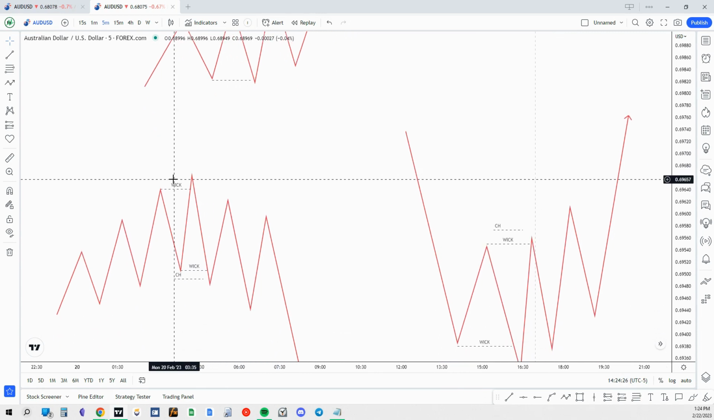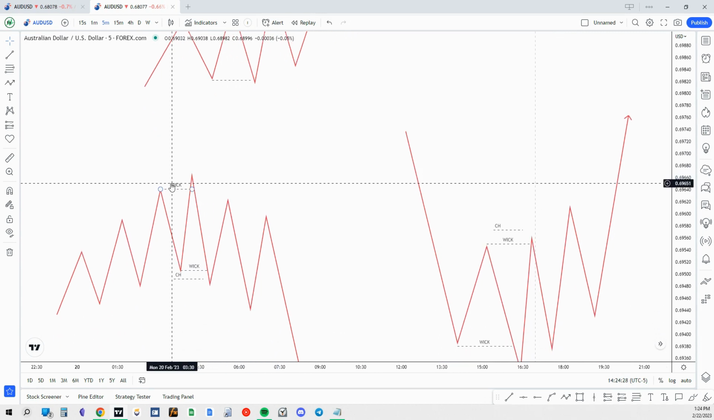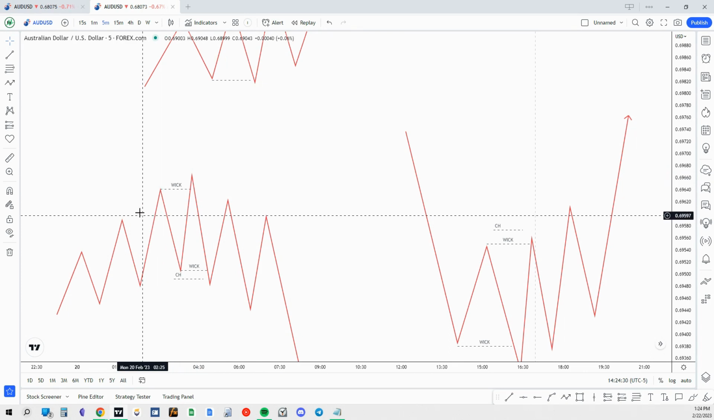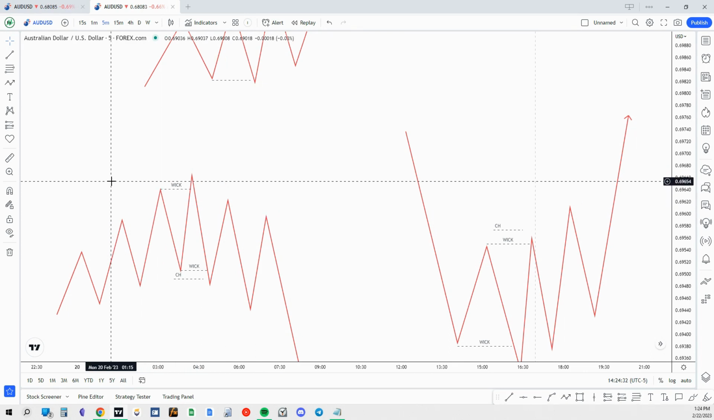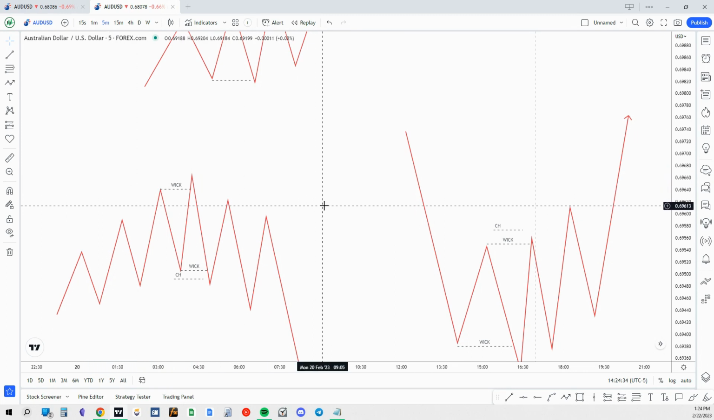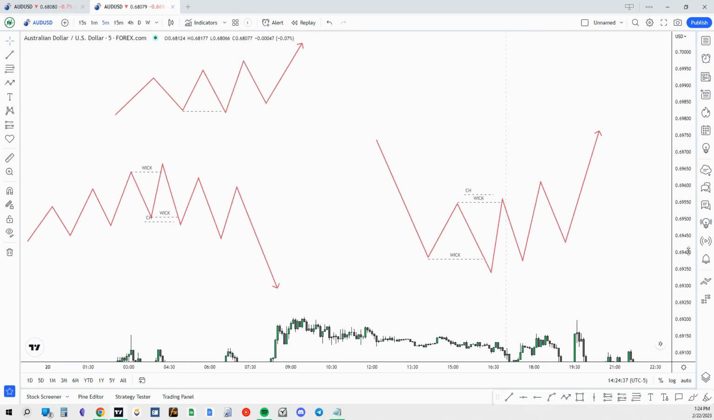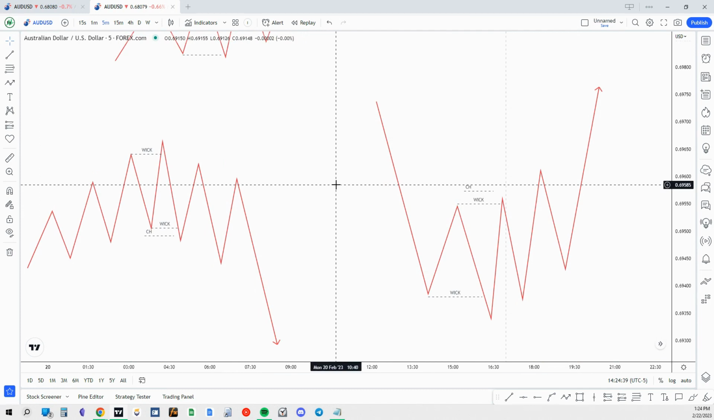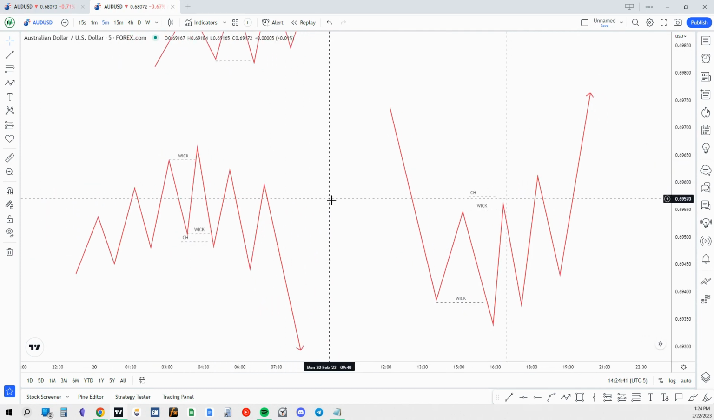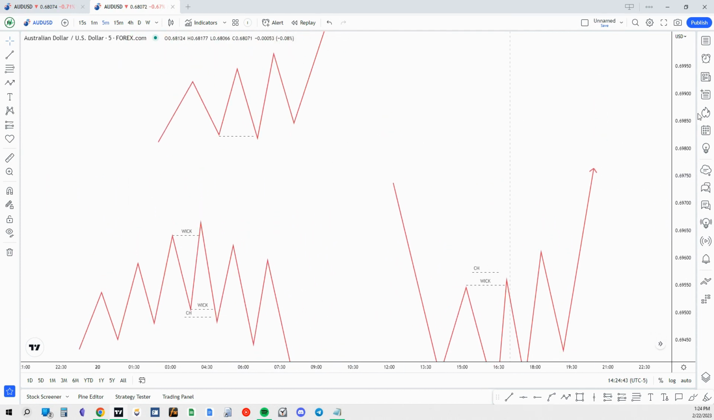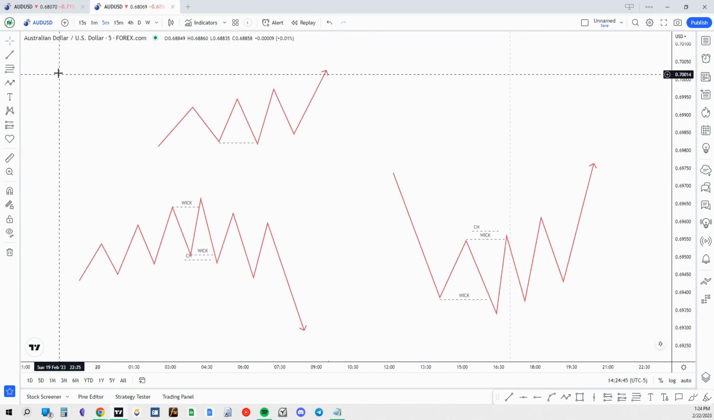We need to actually compound that in with more confluences like supply and demand, flip zones, swing highs, swing lows, all that kind of stuff. So I think that gets the refresher going. We have a little overview of what we're actually looking for. And now let's go ahead and actually apply this to a chart.